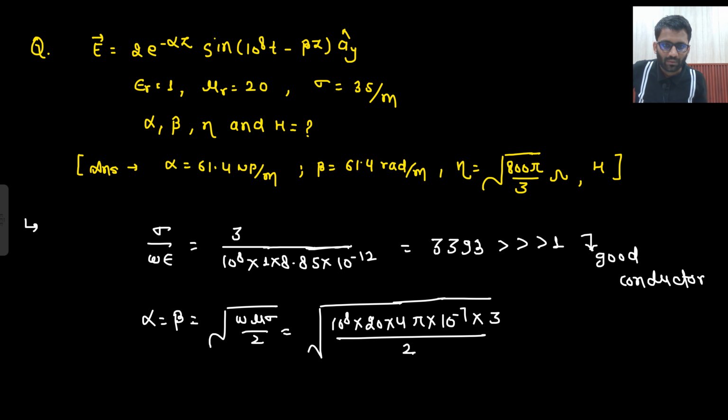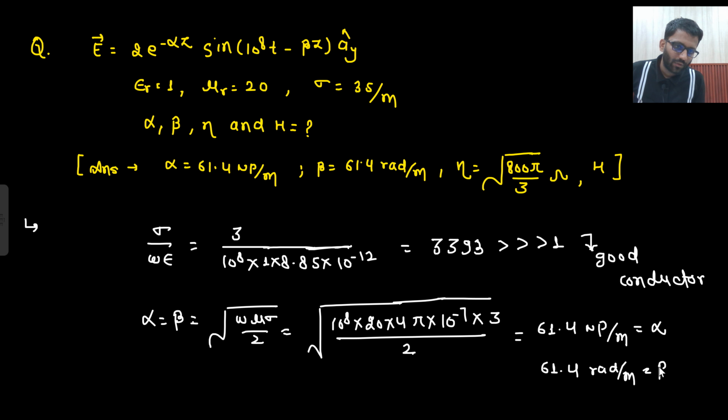Okay, so let me erase it now. You can write in your rough notebook or any way, this is how I will be solving it. So 61.4 Nepers per meter for alpha, and for beta 61.4 radian per meter. This is for alpha, this is for beta.